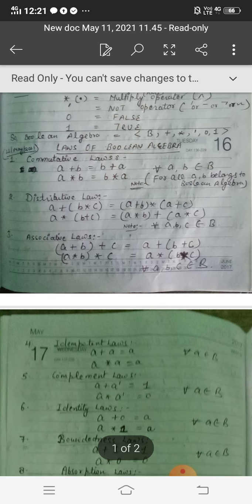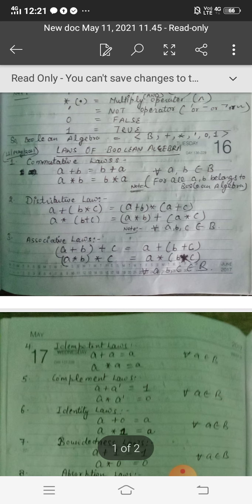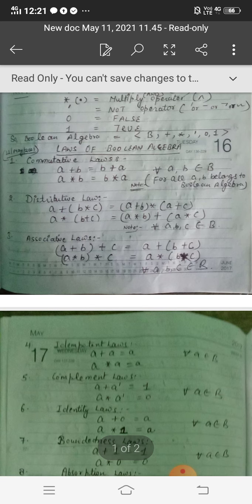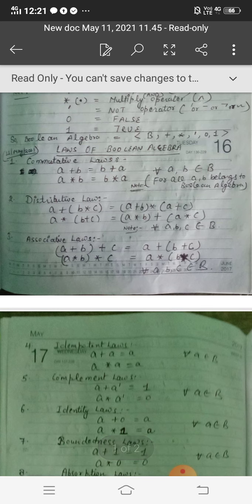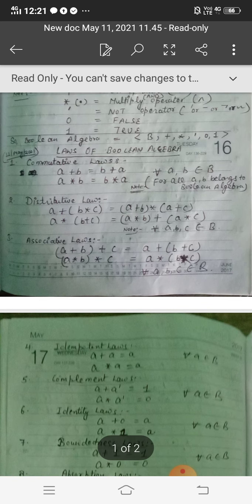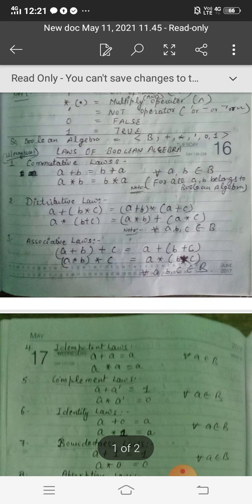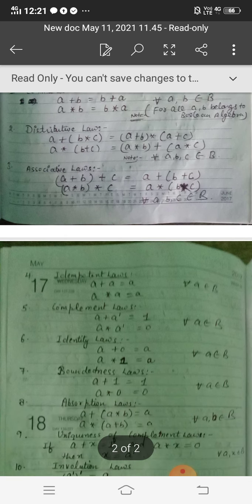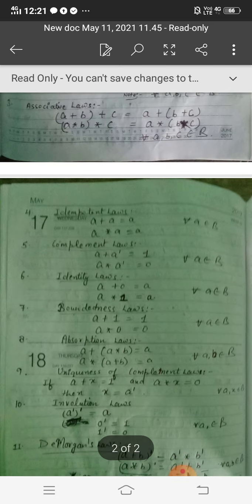Next, associative laws. (a plus b) plus c is equal to a plus (b plus c). Here we are just changing the bracket only, as the operator is plus only. This is the difference between distributive and associative law: there is a change of bracket only, not the symbol. Distributive law has two different symbols, but associative law has the same symbol. So with the same symbol we can change the bracket, whether we have to plus or multiply. a, b, c belongs to B.